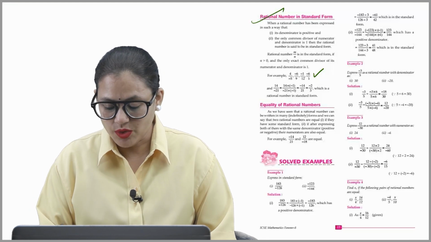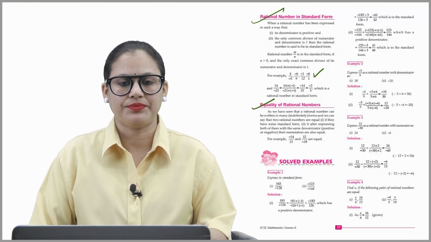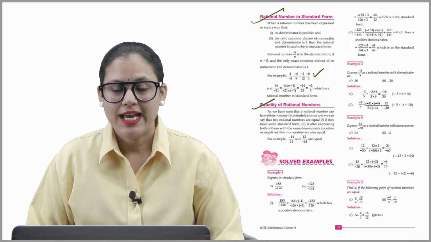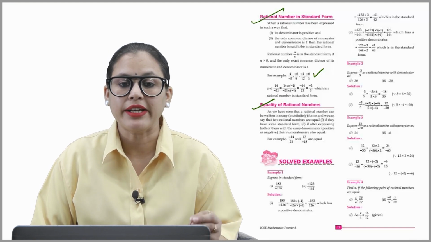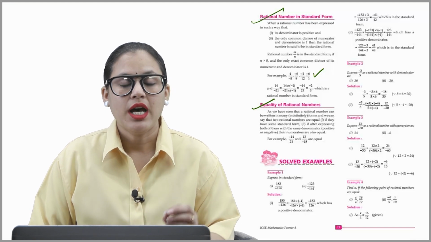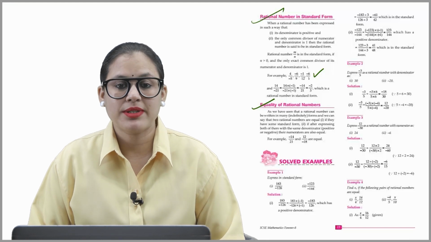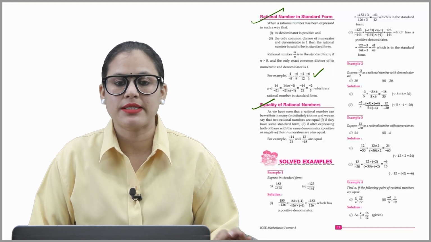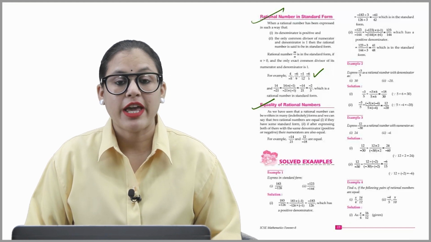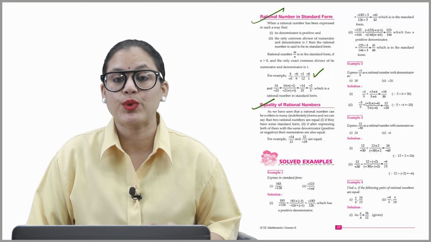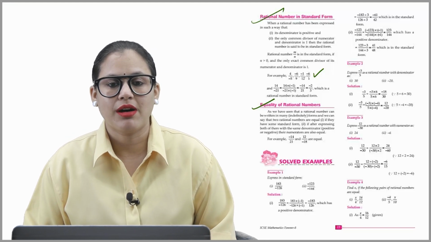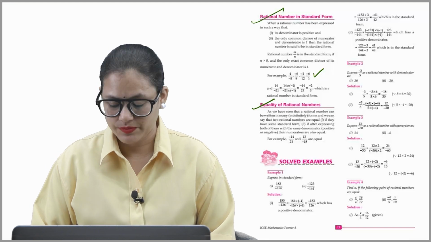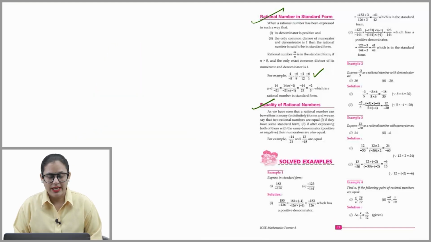Now, equality of rational numbers. As we have seen that a rational number can be written in indefinitely many forms, we can say that two rational numbers are equal if they have the same standard form. Number 2, if after expressing both of them with the same denominator, that is positive or negative, the numerators are also equal. For example, -14 by 21 and 12 by -18. These are equal.